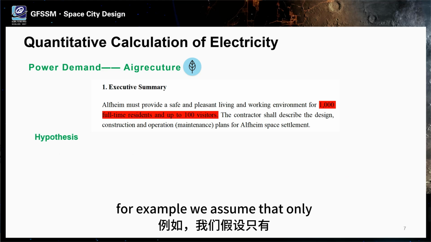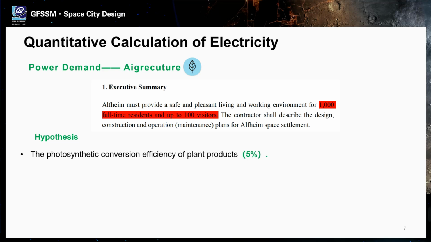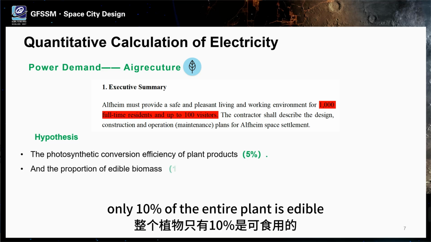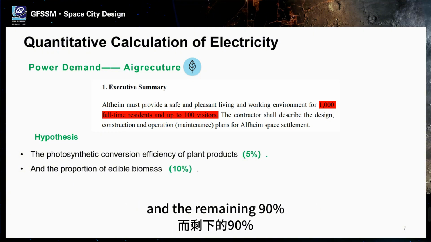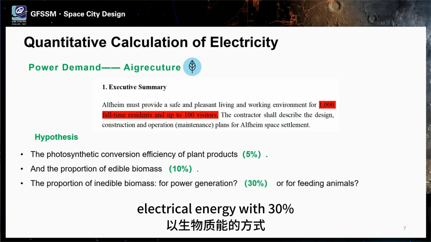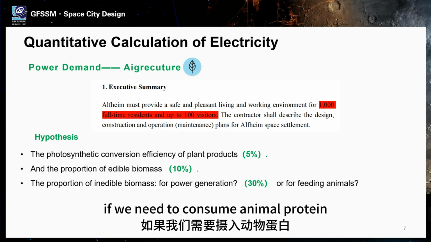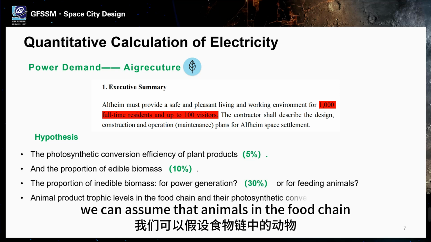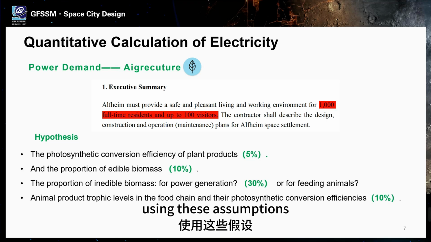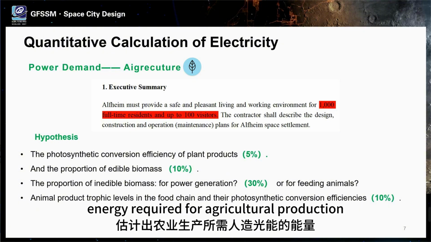For example, we assume that only 5% of the light energy is converted into usable plant biomass, roots, stems, leaves, and fruits. Additionally, only 10% of the entire plant is edible, and the remaining 90% could potentially be converted into electrical energy with 30% efficiency as biomass energy. If we need to consume animal protein, we can assume that animals in the food chain have about 10% efficiency in converting energy. Using these assumptions, we can estimate the total amount of artificial light energy required for agricultural production.